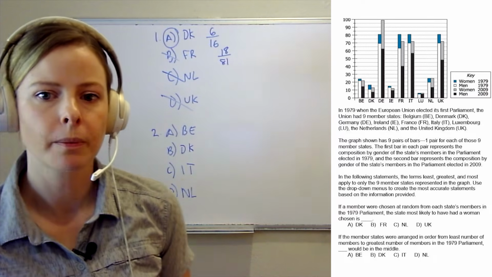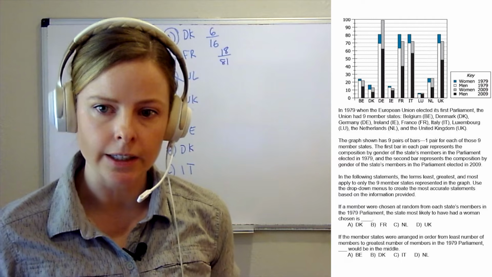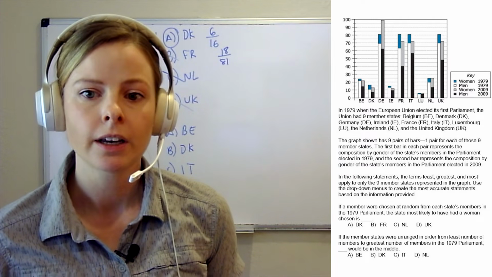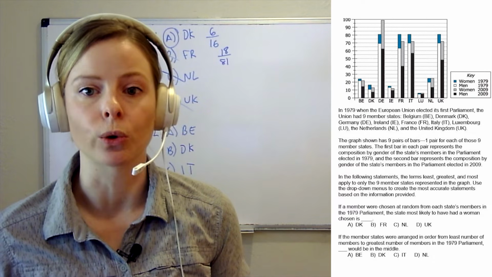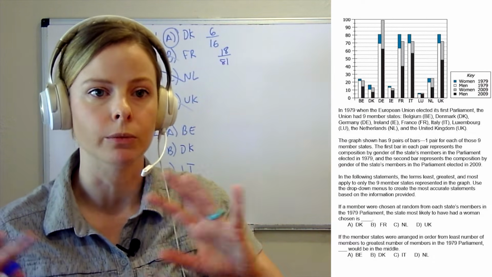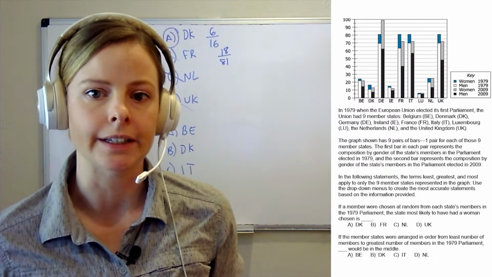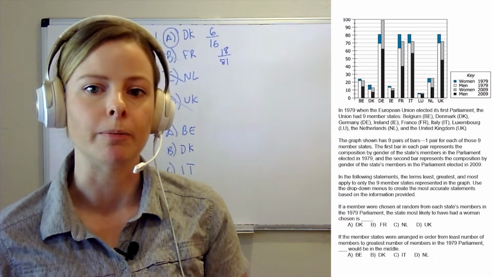Moving on to question 2. If the member states were arranged in order from the least number of members to the greatest number of members in the 1979 Parliament, blank would be in the middle. So we're just talking about the total number, so just the height of the bar. We don't really care about that split between men and women. And again, we are talking about 1979, so we are dealing with the white and blue bar, not with the black and gray bar.